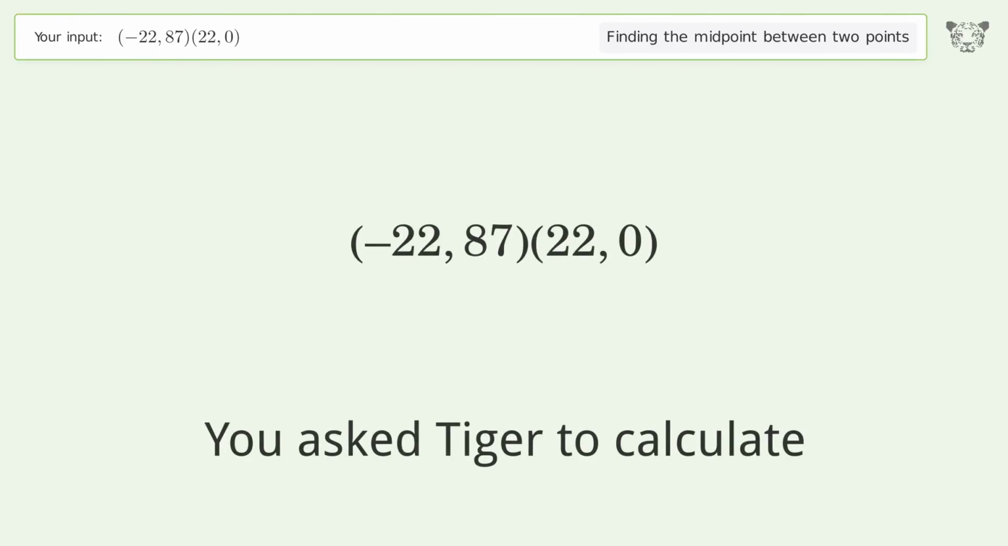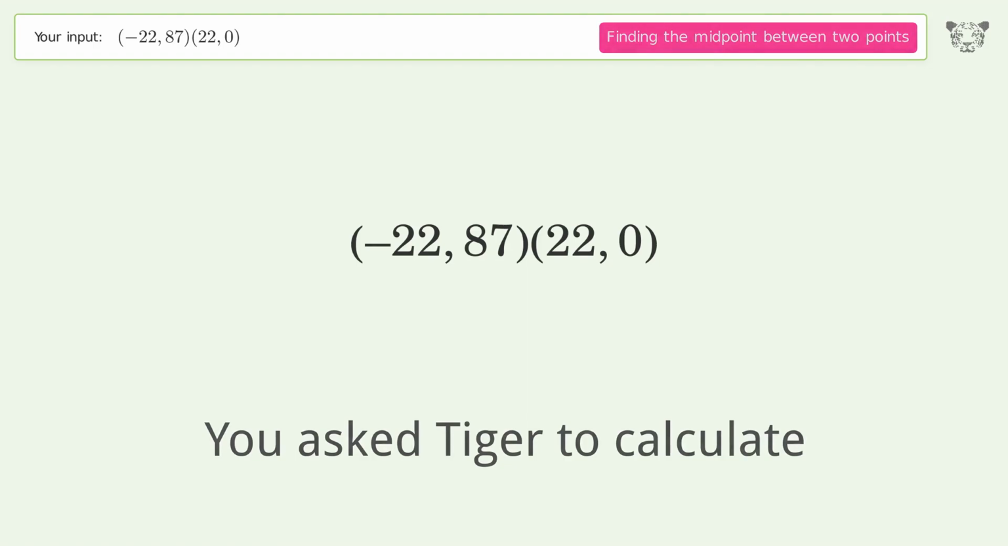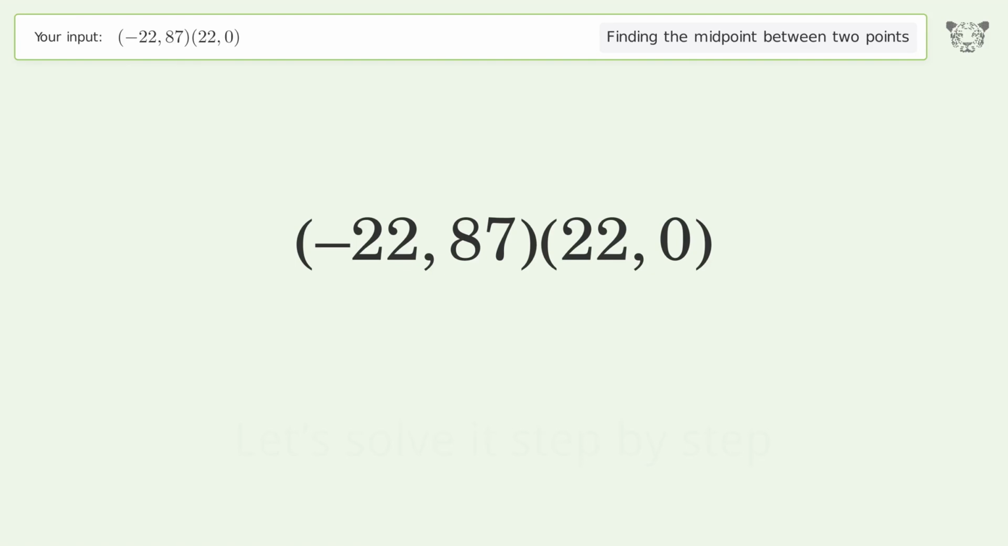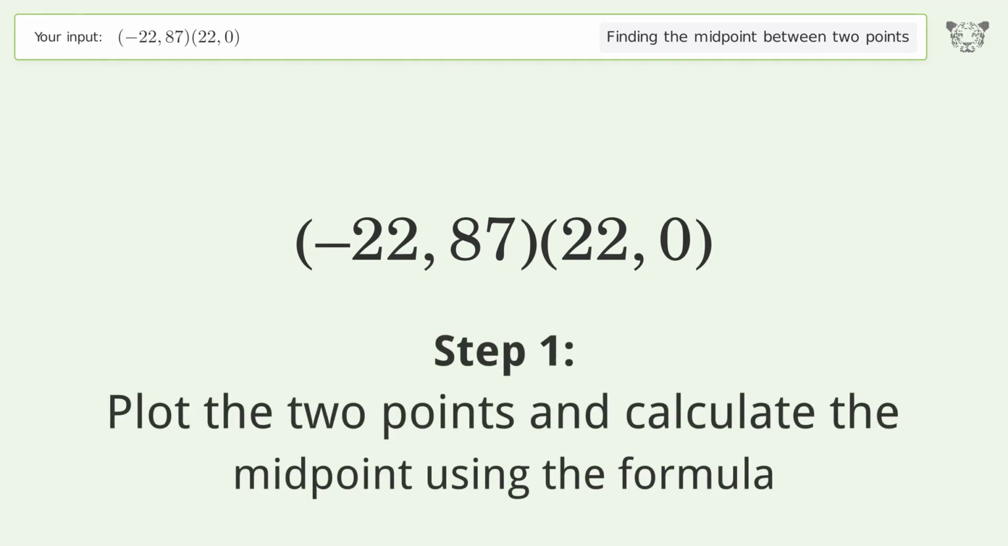You ask Tiger to calculate. This deals with finding the midpoint between 2 points. The midpoint between the 2 points is 0, 43.5. Let's solve it step by step. Plot the 2 points and calculate the midpoint using the formula.